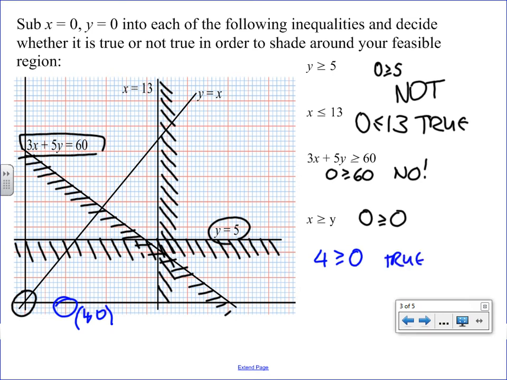So the same principle applies, but we have to test a different point. We want the side that has that point on it, because that's true. So that's the correct side of the line. So we don't want that side. That's it. And then you can see our region has been revealed.